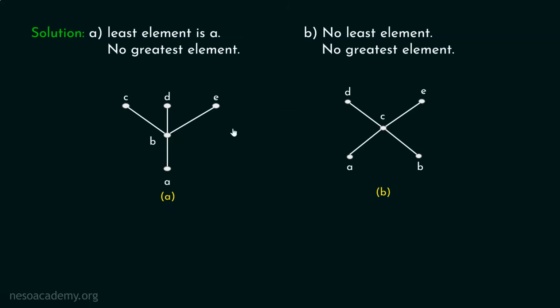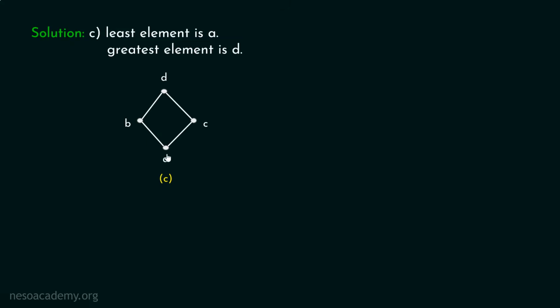Now let's consider figure C. Here in this figure, least element is A and greatest element is D. It is quite clear, right? Here you can see the bottommost element is A and this element is related to every other element. Therefore, this element is a least element, right? D is the greatest element because every other element is related to D, right?